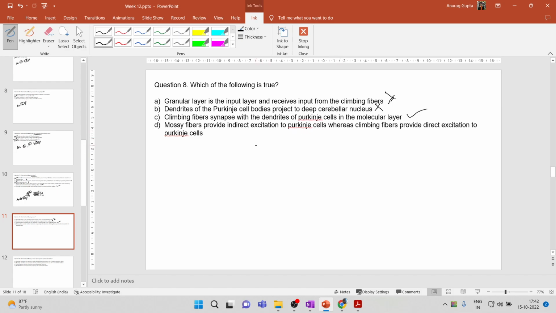And then we have the fourth option: mossy fibers provide indirect excitation to the Purkinje cells, whereas the climbing fibers provide direct excitation to the Purkinje cells. That is correct. Because mossy fibers first excite the granule cells, and the granule cells in turn cause excitation in the Purkinje cell. So indirectly, mossy fibers cause excitation in the Purkinje cell, and the climbing fibers, like I already mentioned, directly synapse with the Purkinje cells and cause excitation. So the answer is C and D.